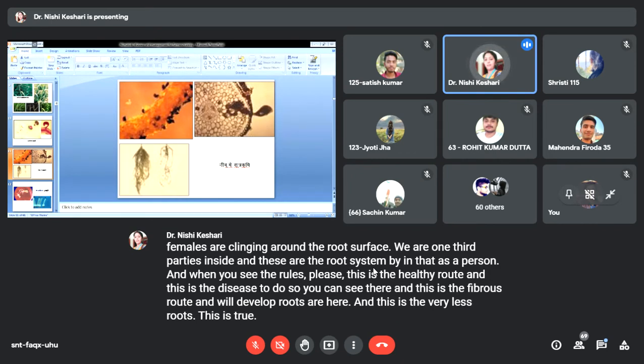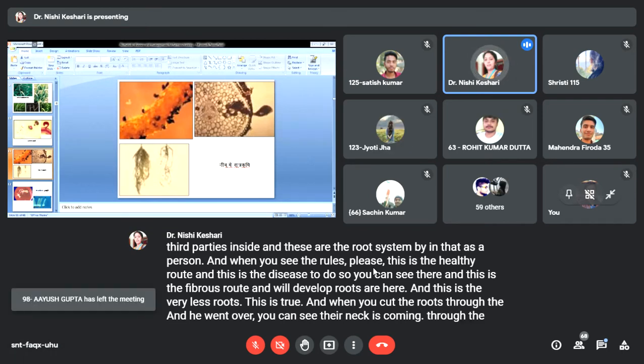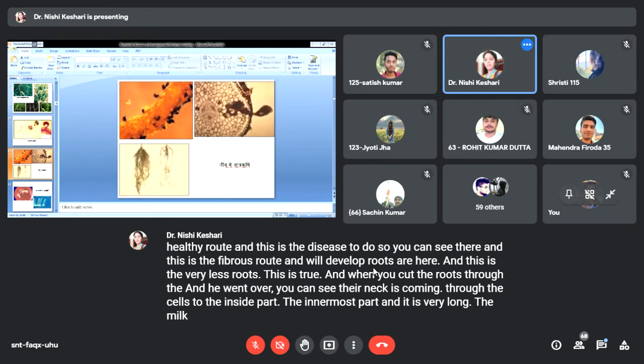And when you cut the roots through the nematode part, you can see their neck is coming through the cells to the inside part, the innermost part, and it is very long. The neck becomes very long.